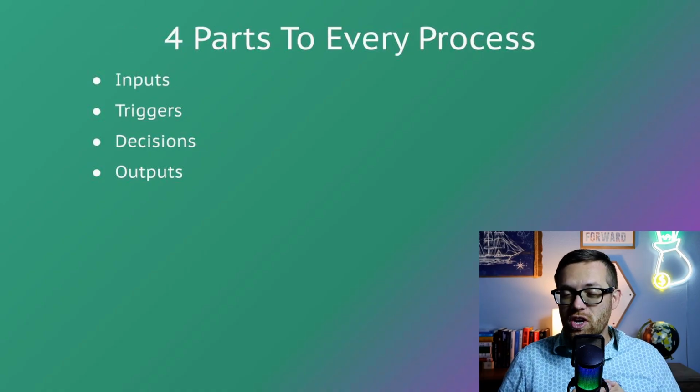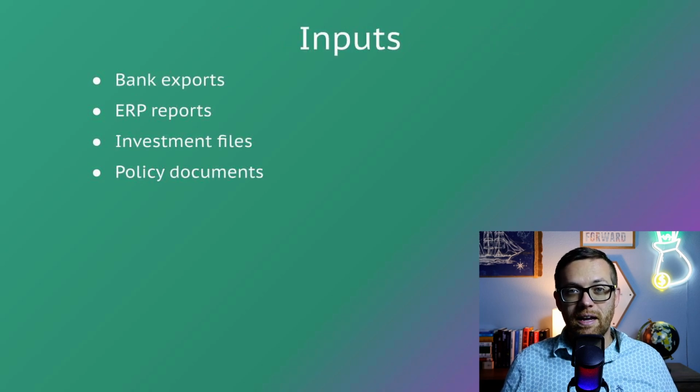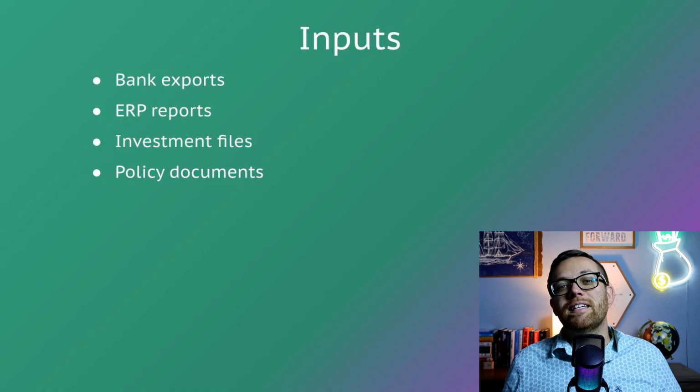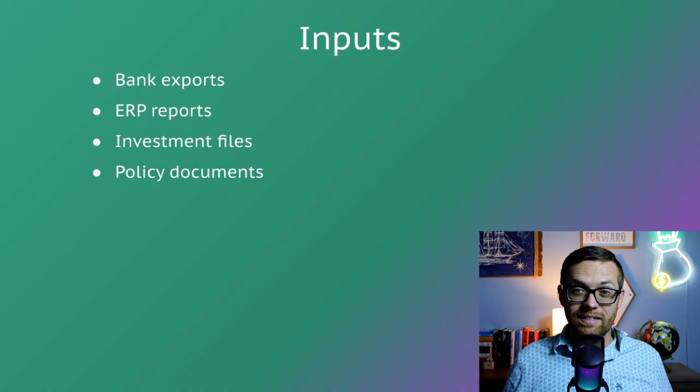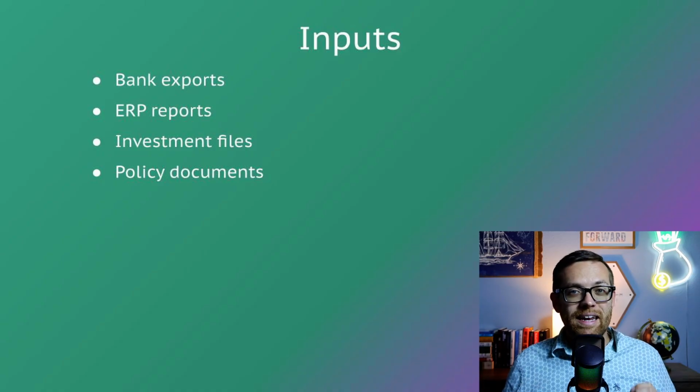Every Treasury process, with no exceptions, can be broken into 4 parts: inputs, triggers, decisions, and outputs. And once you learn to see your work through that lens, automation stops being abstract and starts being obvious. Inputs are simply the information you start with, such as bank statements, ERP cash reports, investment position files, and policy documents that define what's allowed and what isn't. If you open it, download it, or copy and paste it, it's an input. And here's the really key insight. If a human can read it, AI can usually read it too.